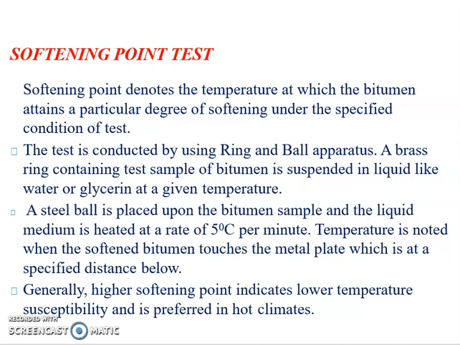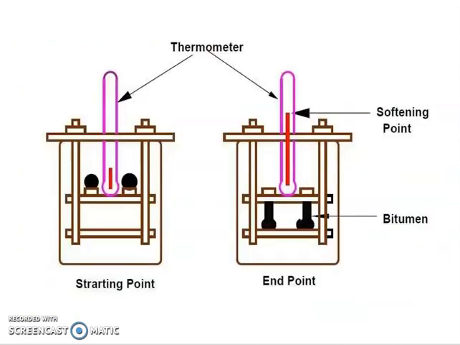A brass ring containing a test sample of bitumen is suspended in a liquid like water or glycerin at a given temperature. A steel ball is placed upon the bitumen sample and the liquid medium is heated at the rate of 5 degrees centigrade per minute. The temperature is noted when the softened bitumen touches the metal plate which is at a specified distance below. Generally, a higher softening point indicates lower temperature susceptibility and is preferred in hot climates.